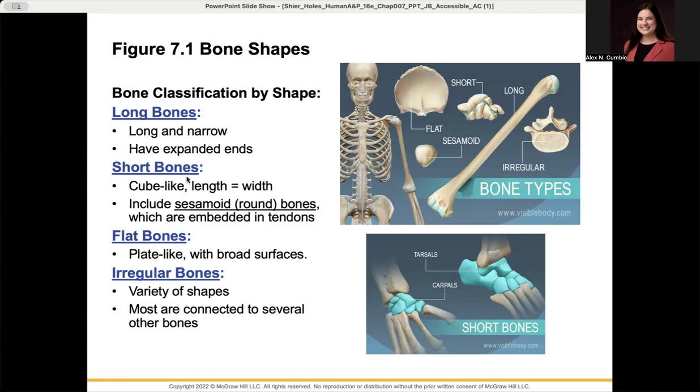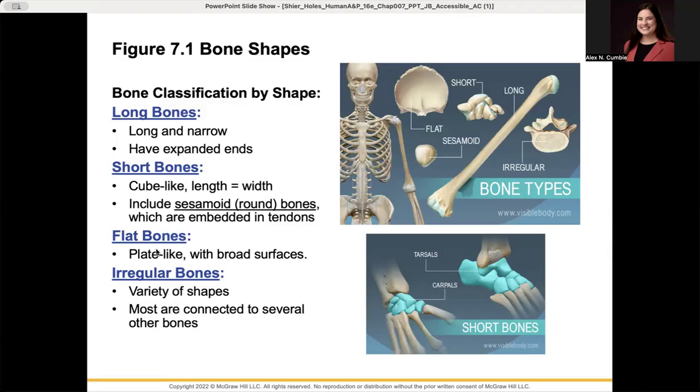Short bones are tiny bones. They are often cube-like, where their length and width are equal. And you can find these in a lot of areas. This is an example here for the wrist. These small bones that make up your wrist bones, also called your carpals, as well as some of the small bones that make up your ankle or your tarsal bones. Those are short bones. They're small and cube-like, and they work together to perform the actions that they do.